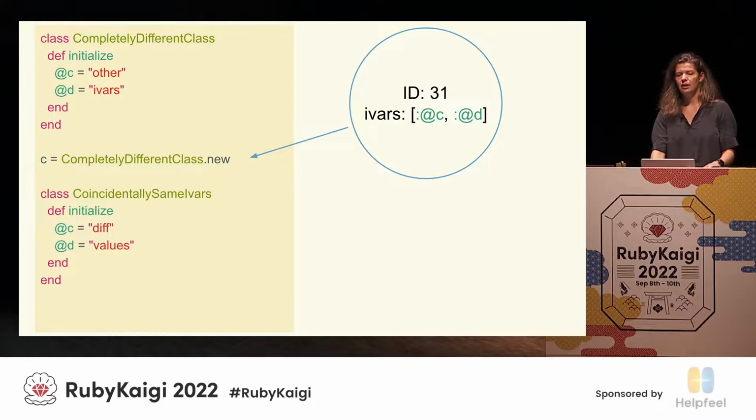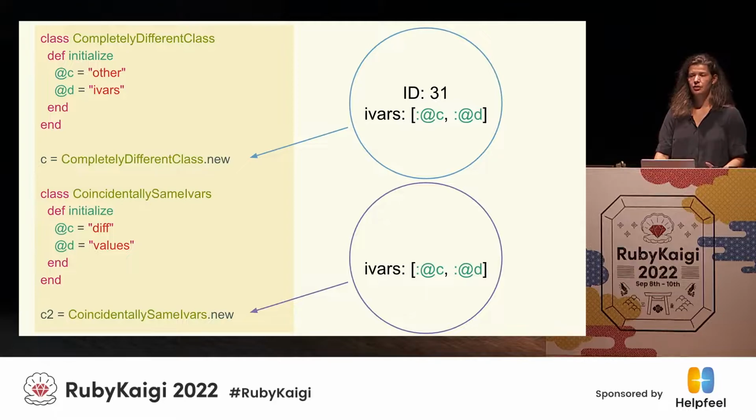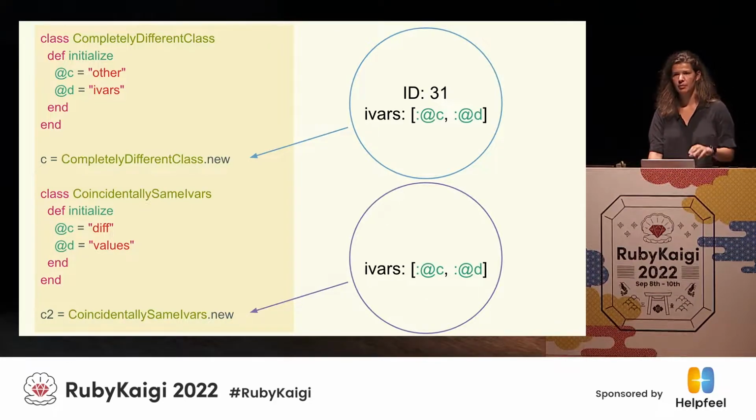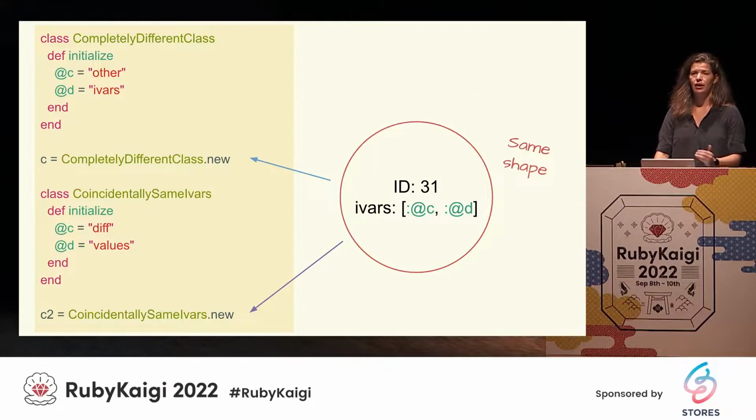What if we also have a class called CoincidentallySameIvars? And we have an instance of this class. As you can probably tell by now, its shape will have ivars C and D. But these two shapes have the same properties. They have the exact same ivars and the exact same frozen status. So they're actually the same shape. This is a critical point. These two objects, these two instances, have different classes, but they have the same shape.